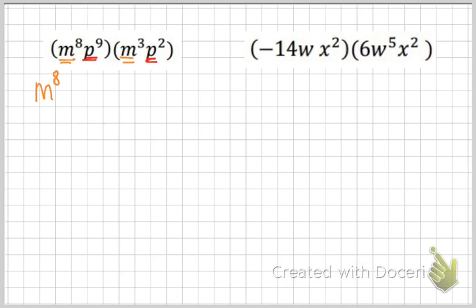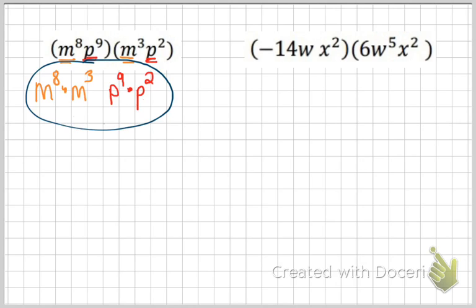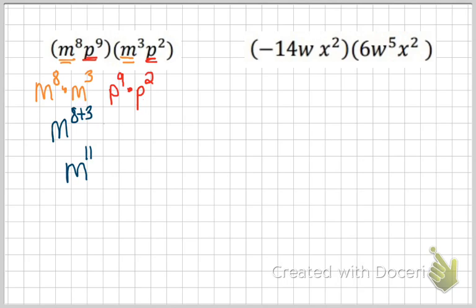M to the power of 8 times m to the power of 3. And the same with my p. So I included this step so you can understand what we're about to do. Since the bases are identical for the m, that means that we get to add the exponents. And that gives us m to the power of 11.